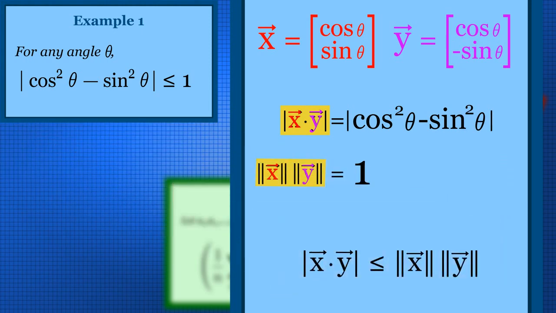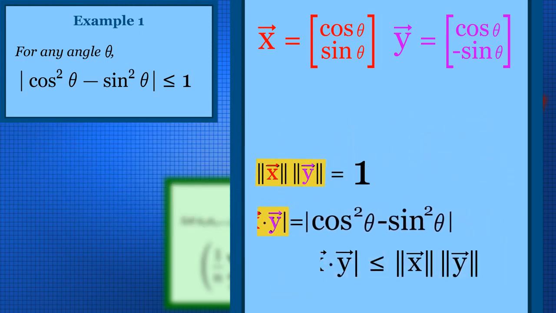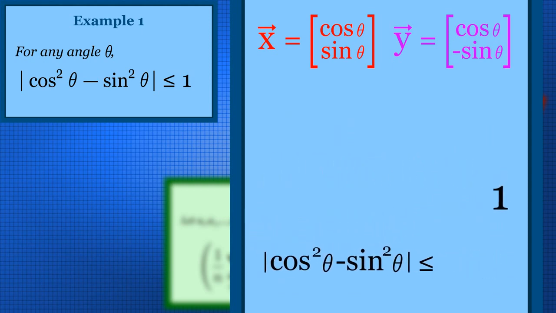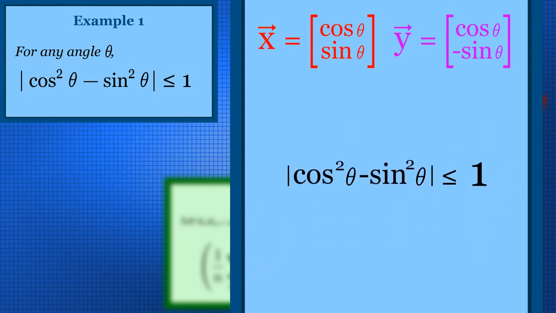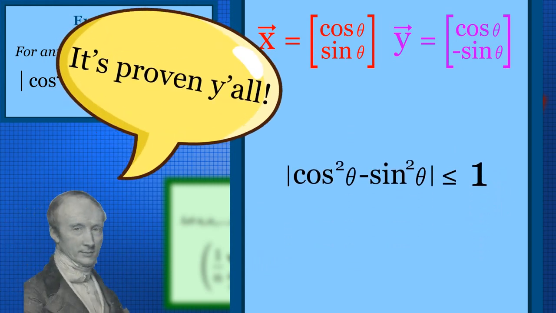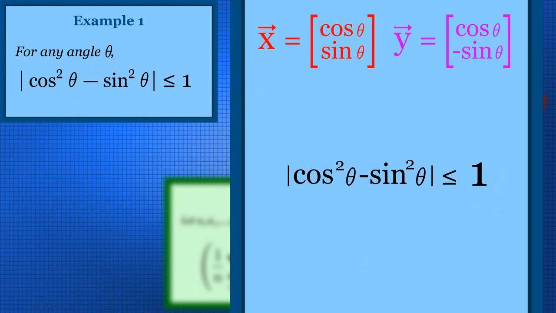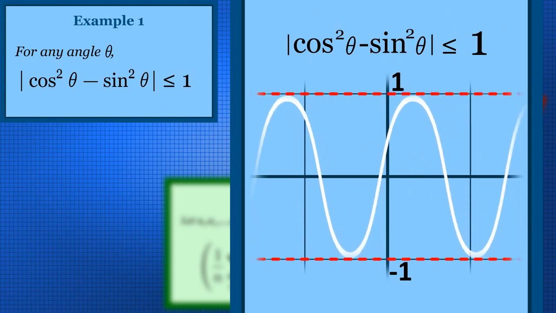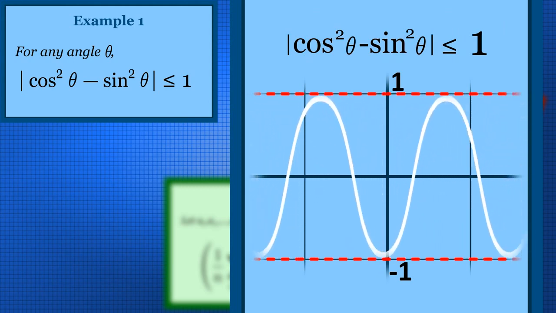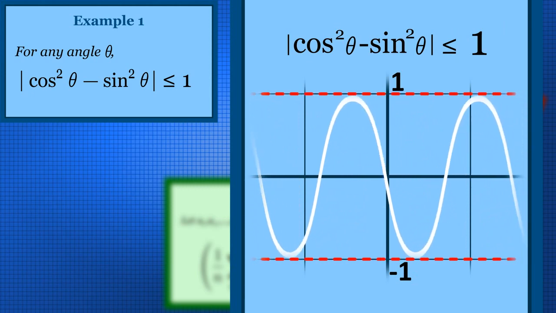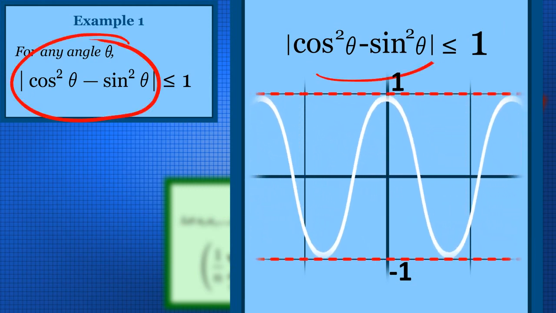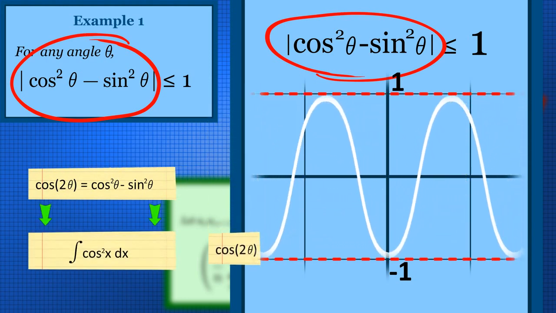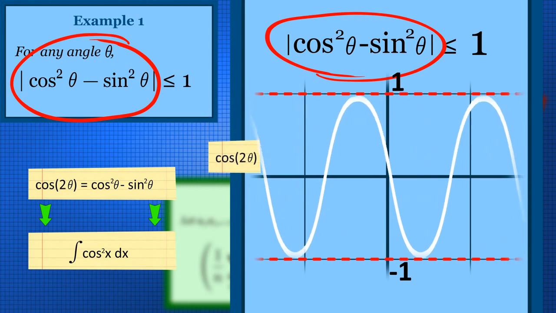Cauchy-Schwarz immediately tells us that the absolute value of cosine squared theta minus sine squared theta is less than or equal to 1. Note that we could have proved this theorem without applying Cauchy-Schwarz. In case you forgot, the left-hand side is just the double angle formula for cosine. You use this equation tons of times when integrating cosine squared theta.